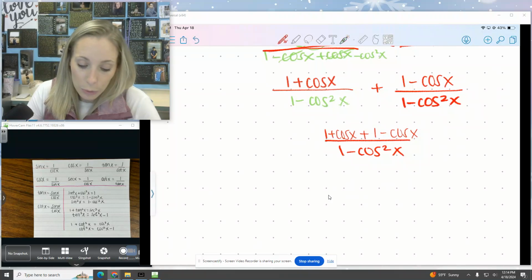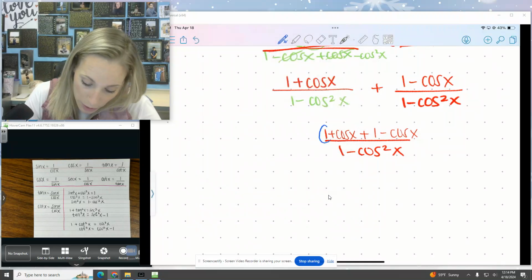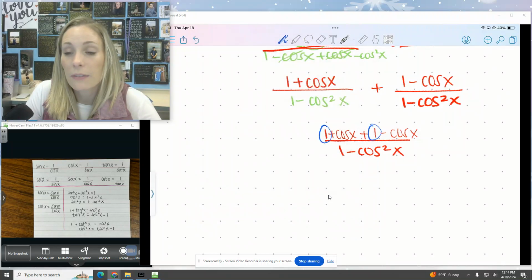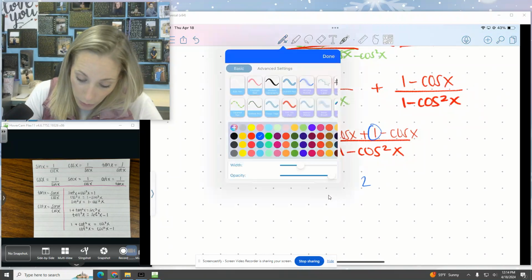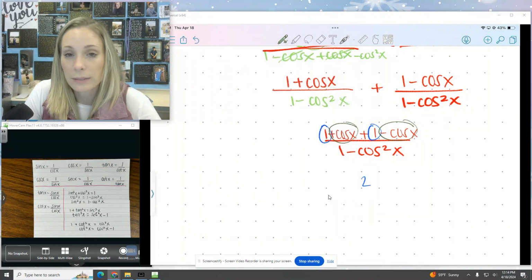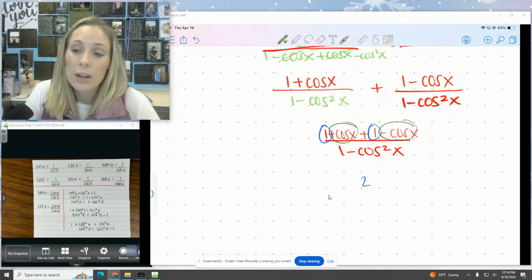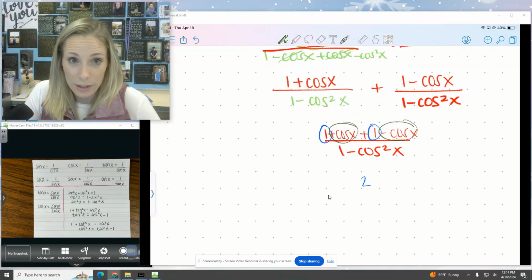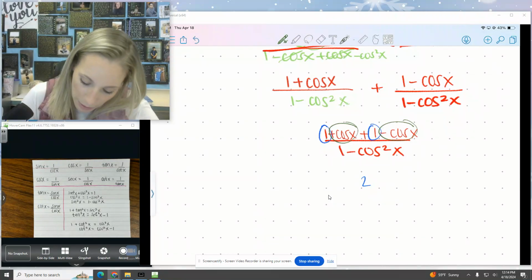So we're going to go through our numerator and we're going to combine any like terms that we have. I notice I have a 1 and I have a 1. If I add 1 and 1, I get 2. I notice that I have a positive cosine and a negative cosine. Well, positive cosine minus cosine is 0. Those do cancel out. So, I mean, you can cancel them in the numerator. You can't just cross them off with something in the denominator.